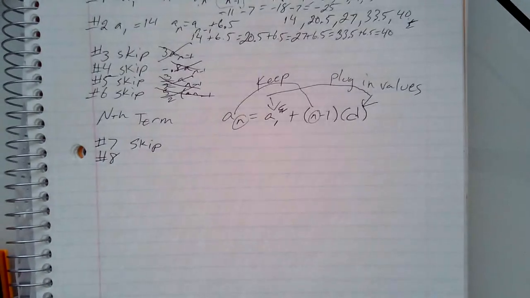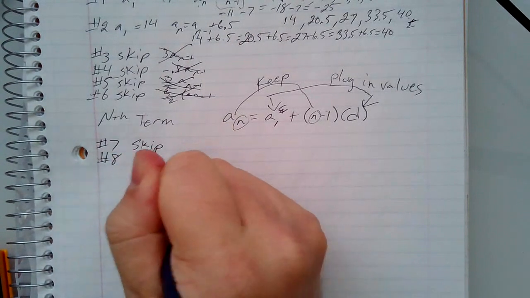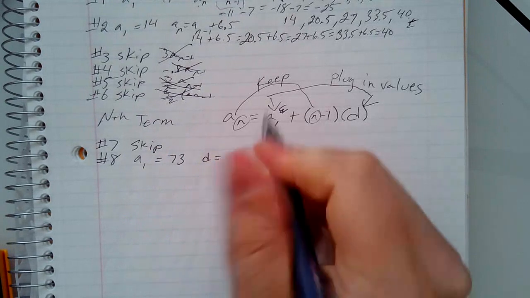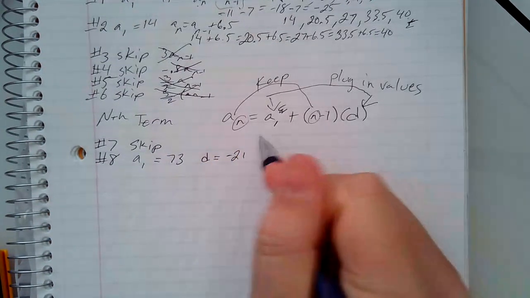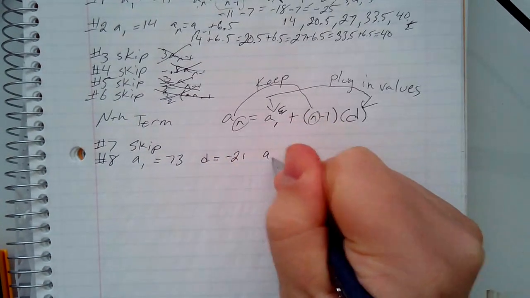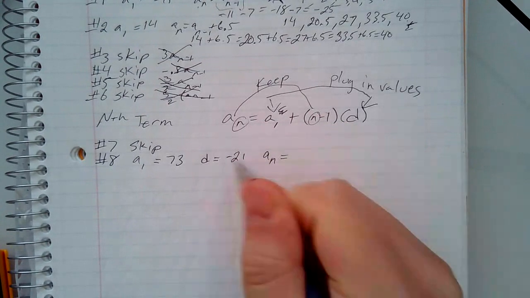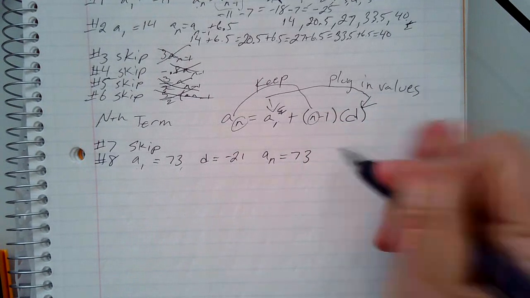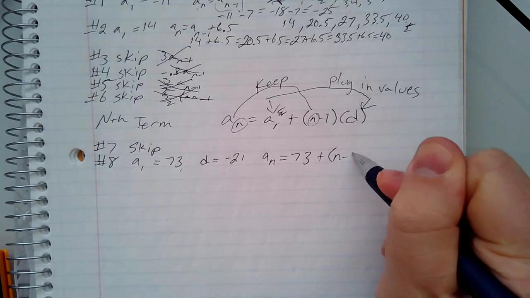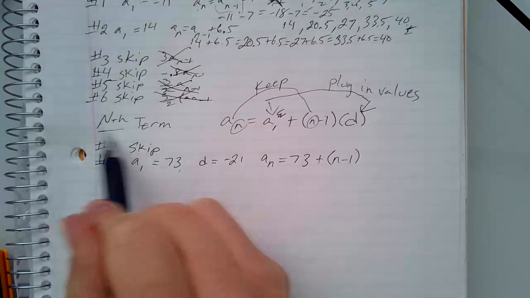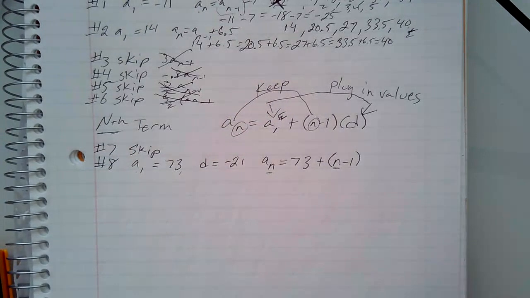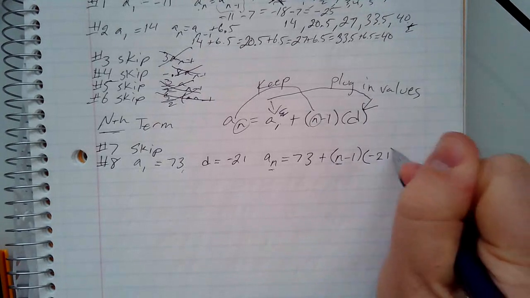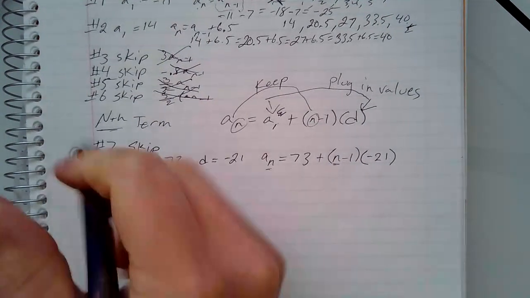So number 8, a sub 1 is going to be equal to that first term of 73. And we know that d is equal to negative 21. We plug it into this formula. A sub n is equal to a sub 1, which is 73, plus n minus 1. We're looking for the nth term, so we better have n in our statement, times our common difference of negative 21. And we're done.